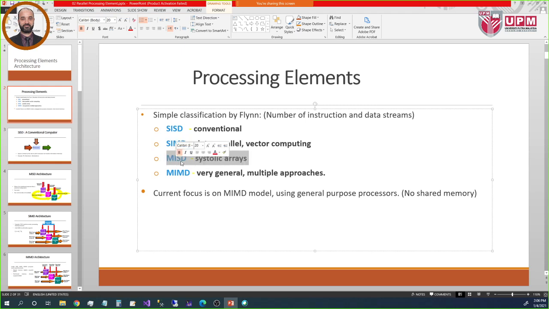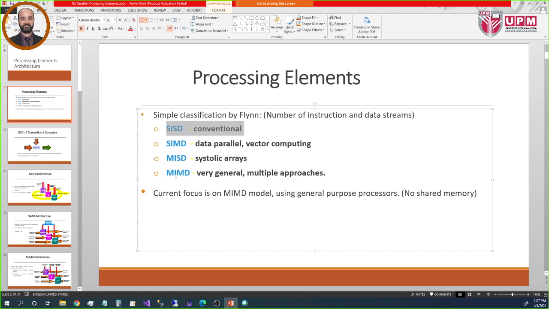Actually, these two types of architectures are very rare and not common. SISD is very common, especially for computers with a single processor, in many houses, personal computers, mobile devices, and so on. They are under single instruction, single data, especially computers that have a single processing element.